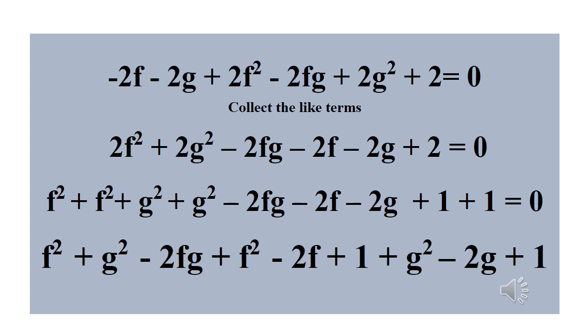Now, if we then have f squared plus g squared minus 2gf, that is, we are rearranging now, f squared plus g squared minus 2gf plus f squared minus 2f plus 1 plus g squared minus 2g plus 1.